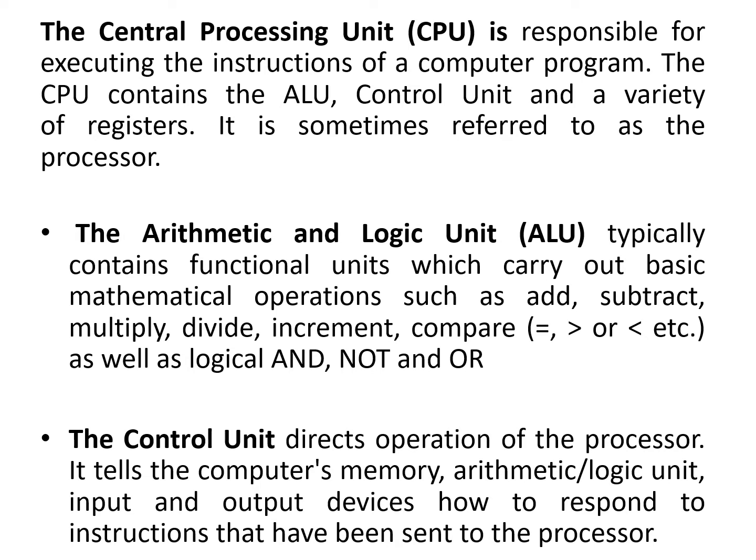First is the central processing unit, which is responsible for executing the instructions of a computer program, and this contains the ALU, control unit, and a variety of registers. First is the arithmetic and logic unit, which carries out the mathematical operations as we already know, and the control unit directs the operation of a processor, that is, tells the computer's memory, arithmetic and logic unit, and input and output devices how to respond to the instructions that have been sent to the processor.